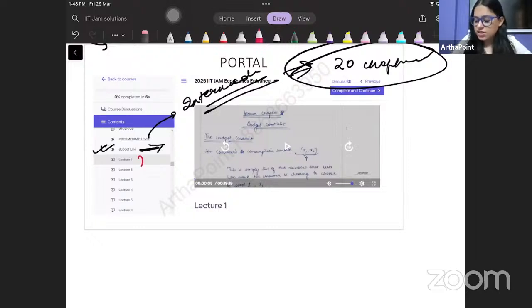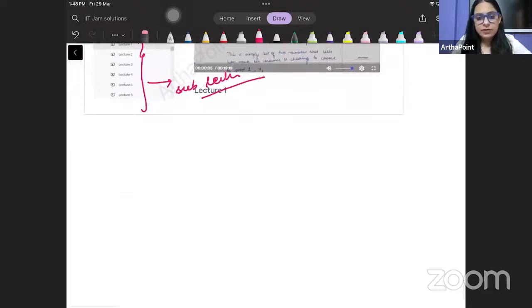And within budget line, these are all the sub-lectures of budget line that we will be going ahead and covering. So overall, beta, we can say that in the next 1 year that you are going to be with me, we will be doing a very thorough revision. We will be discussing everything.